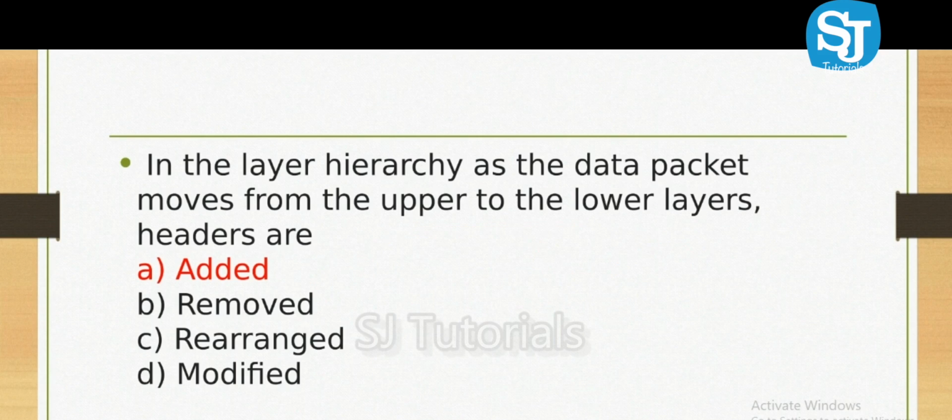Please note the answer: headers are added. When data packets move from upper to lower, the headers are added. And when they move from lower to upper layer, that is, from the physical to the application layer, the headers are removed. So the answer is added, because the data moves from the upper to the lower layer. We already studied the 7 layers. Please check the lessons.